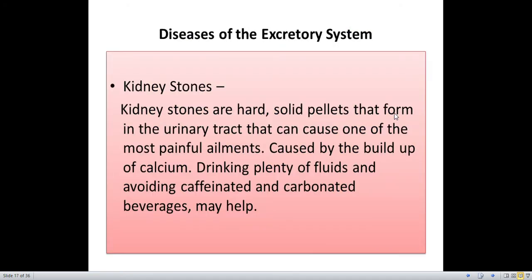What are the diseases of the excretory system? In your textbook, they have given renal failure, nephritis, calculi in kidney and bladder.